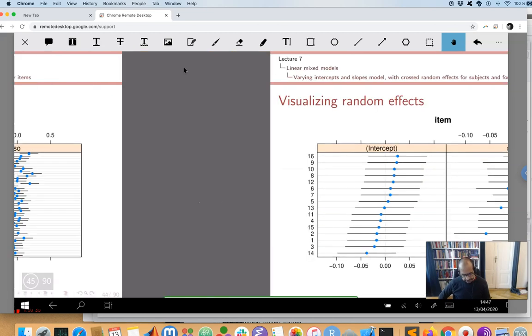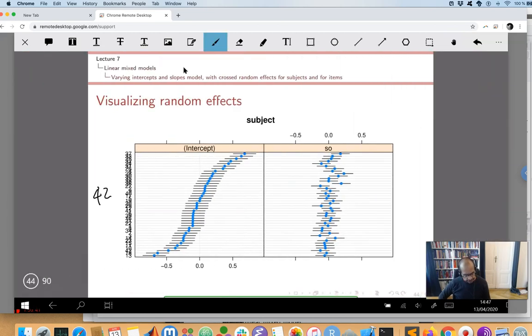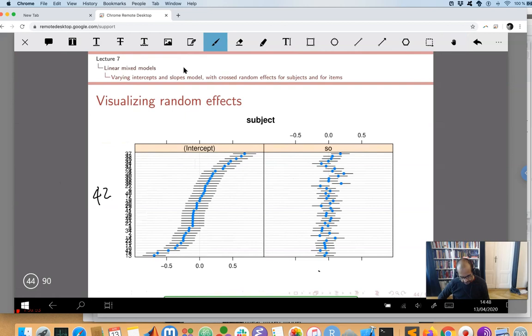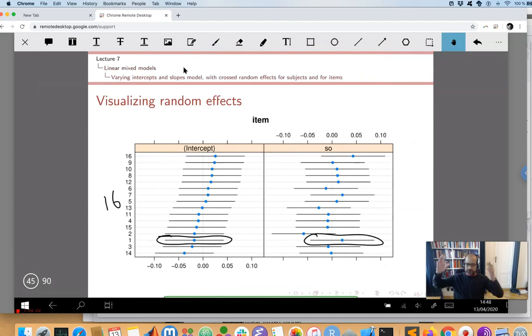What you should notice here is that I have 42 subjects and maybe 16 items. So what you should notice is that the variability, the uncertainty of these estimates, is quite large compared to the subject level estimates. And that's because the reason there's so much uncertainty in these estimates is that I have very few items. I have only 16 items, right?